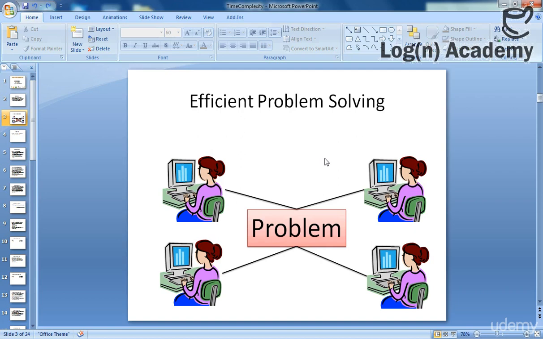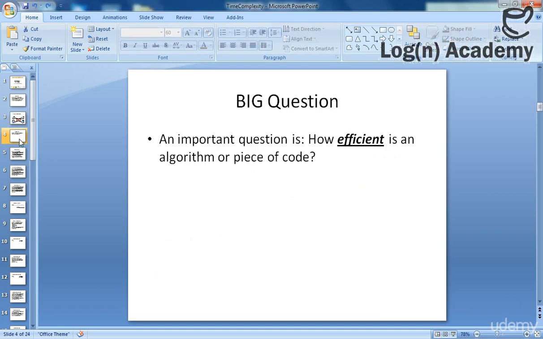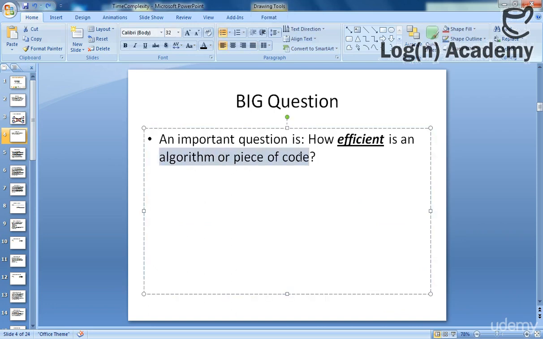And in real life, every big company analyzes a programmer's program to understand his effectiveness, to understand the quality of the programmer. So now there are four different programmers working on the same problem, and the point here is which programmer has written the best program. So the big question is, how effective is an algorithm or a piece of code, right?